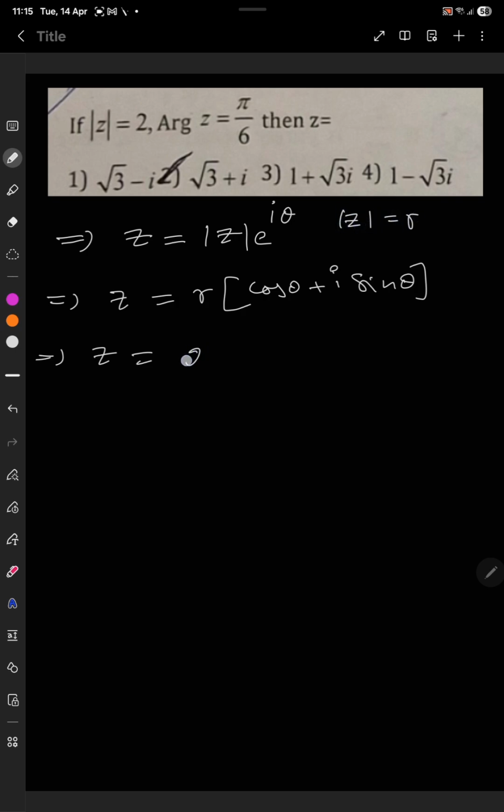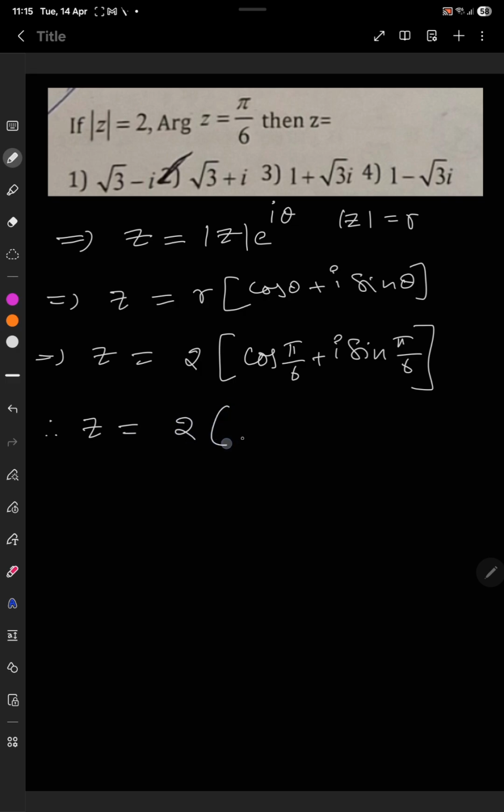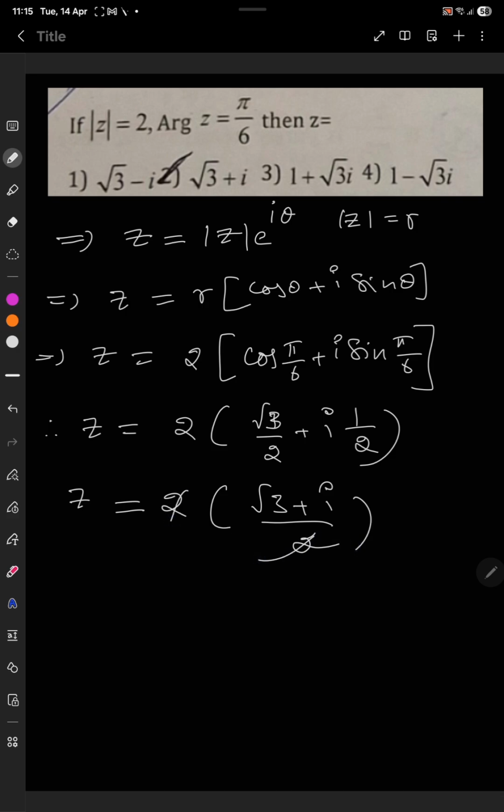So z equal to r, that is mod z equal to r, that is 2, cos theta, theta is pi by 6, plus i sin pi by 6. So therefore z equal to 2 cos pi by 6, root 3 by 2, plus i sin pi by 6, that is 1 by 2. So z equal to 2 into root 3 plus i by 2, that is 2 cancel, and finally z equal to root 3 plus i. So that is second option.